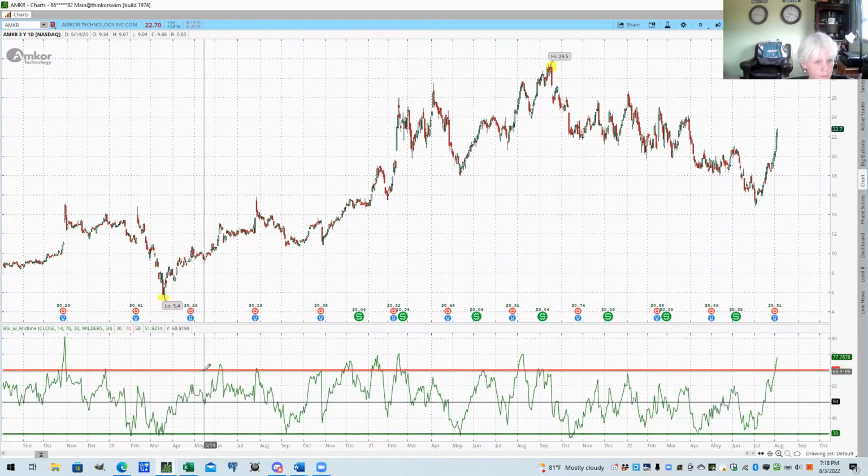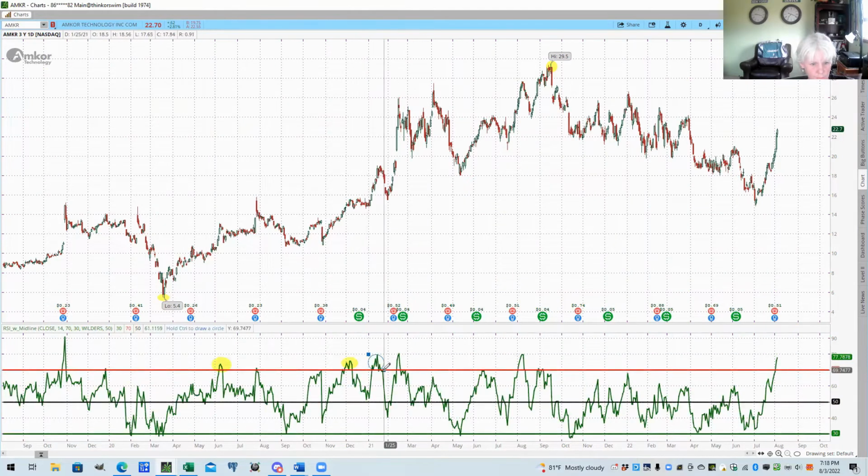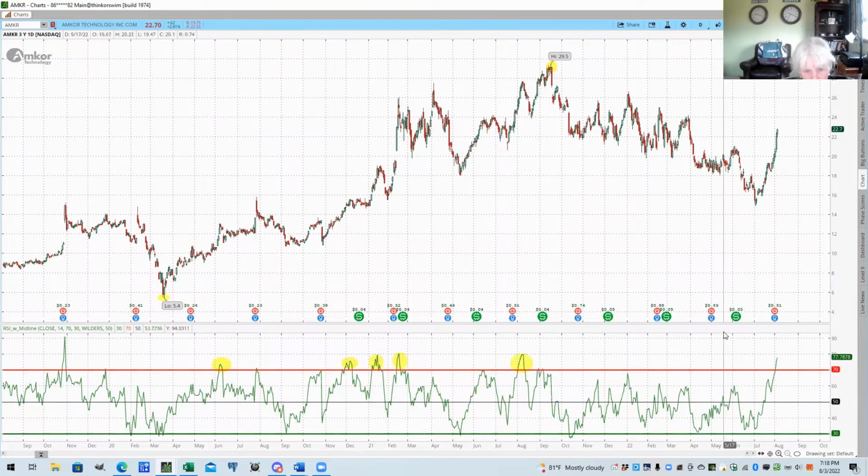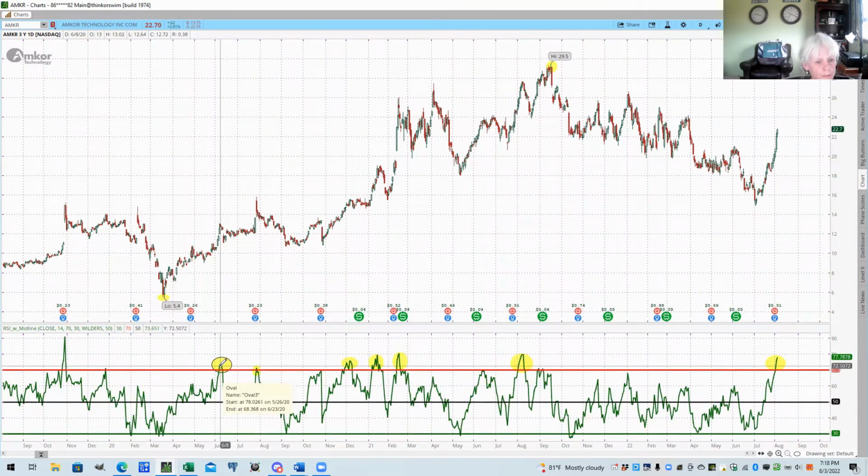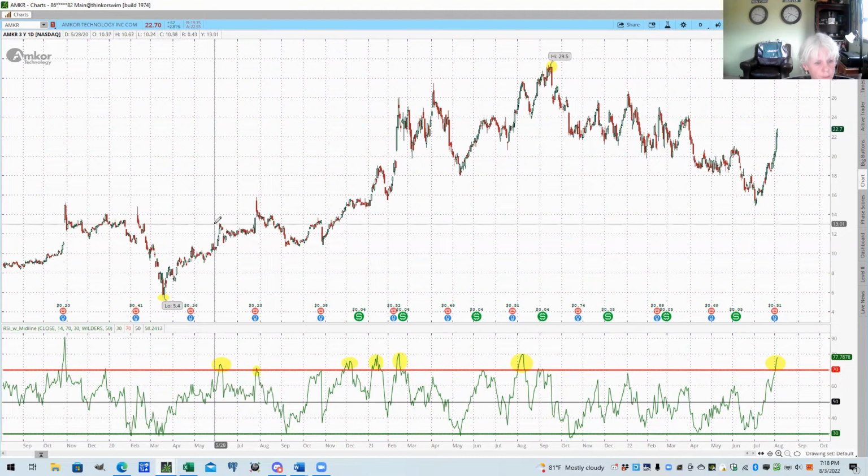Before I do really anything, I highlight all these that are above the red. And that's today. This one is a little bit, so I'll take that one as well. And then I compare the RSI to what the price is doing.